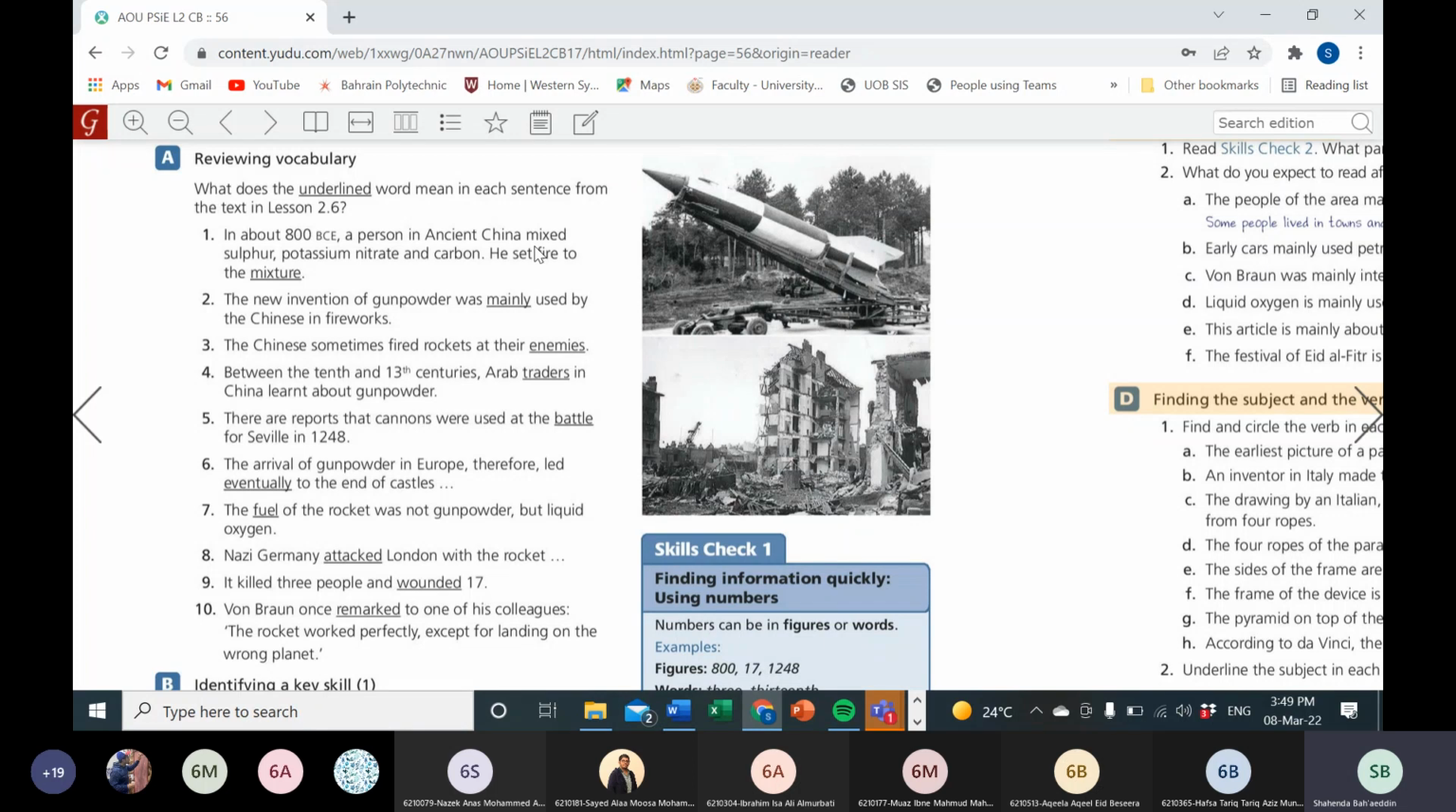Very good. Between the 12th and the 13th century, Arab traders in China learned about gunpowder. What is a trader? A person who buys and sells things. Very good. This is a job, to buy and sell things. There are reports that cannons were used at the Battle for Seville in 1248. A battle. A big fight. Fight between two sides. Yes, very good.